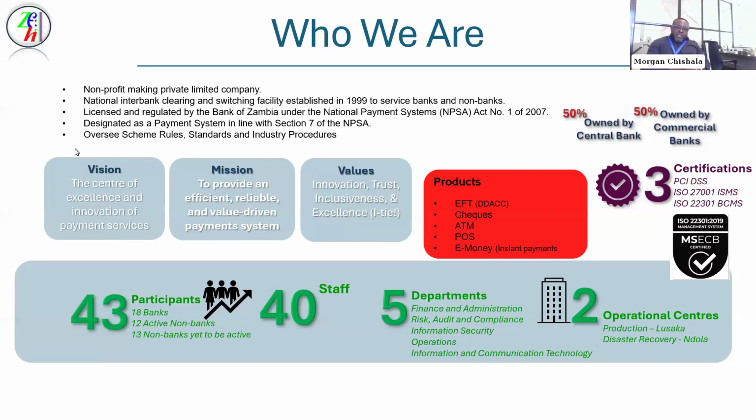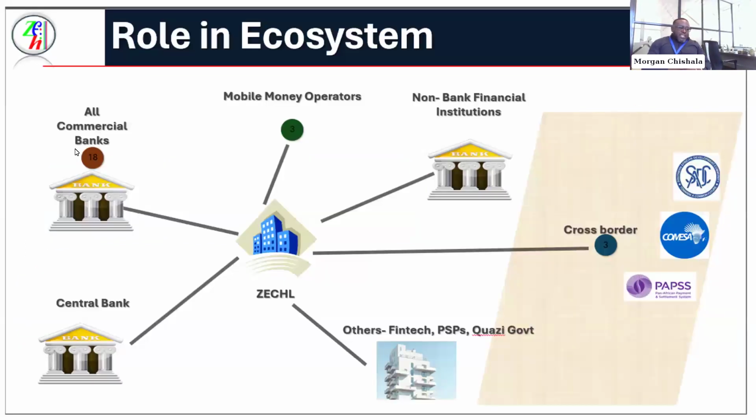The role we play in the ecosystem, on the next slide, is basically that we are at the fulcrum of the small value payment system. We've got a high value payment system, and we also have a low value one, and we operate within the low value space. Within our setup, we are interconnected to commercial banks, like I said. We are connected through to the central bank. We have our mobile money operators and the non-bank financial institutions. We've got other fintechs, PSPs, and quasi-government institutions that are also eligible to connect to us should they note that there's a service they would want to derive from our unique positioning within the payments ecosystem.